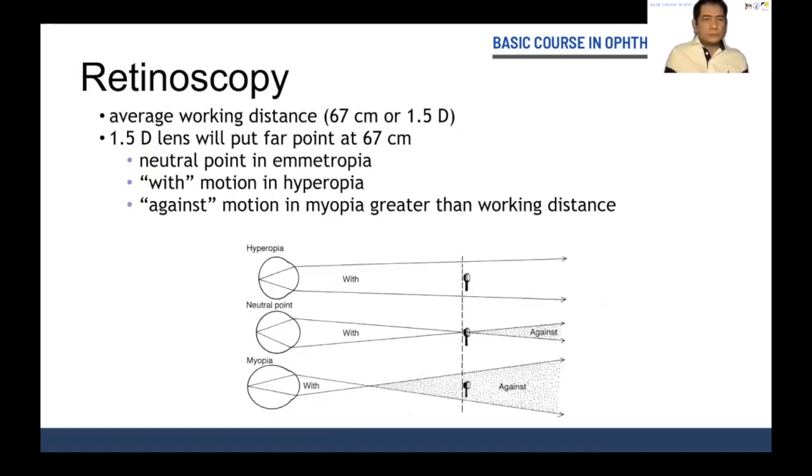Another important thing is the working distance. When you're doing retinoscopy, you are an arm's length away from your patient, so you measure that distance. On average, that is about 67 centimeters, or the dioptric equivalent of 1.5 diopters. For a shorter arm's length, which is sometimes more or less than 67 centimeters, you can use a 2 diopter equivalent.